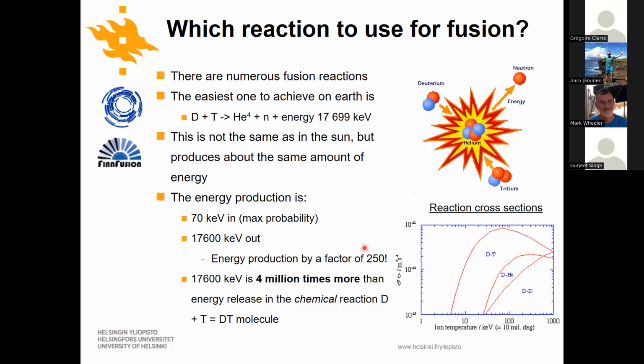But if you achieve this reaction, you get energy production by a factor of 250, which is quite high. It's also 4 million times higher than if you do the chemical reaction between deuterium and tritium. So this is why this is a very efficient means of producing energy if you start achieving it.